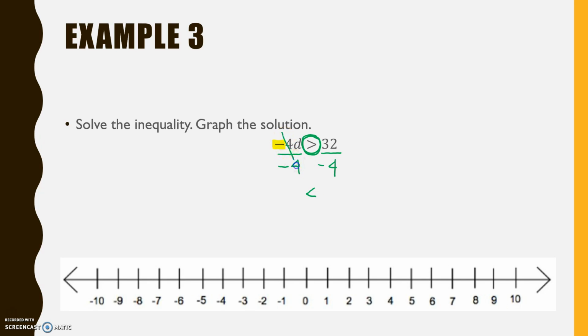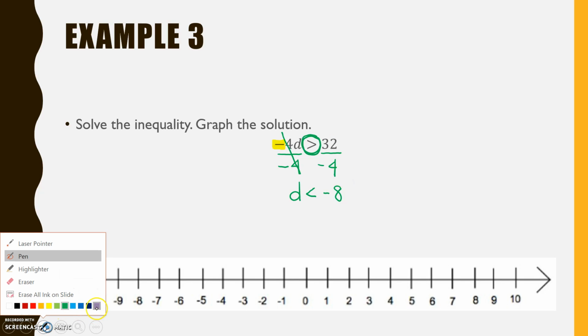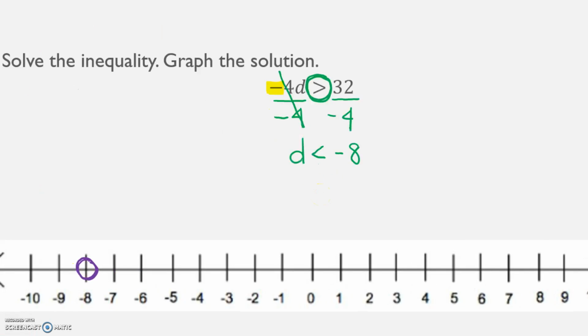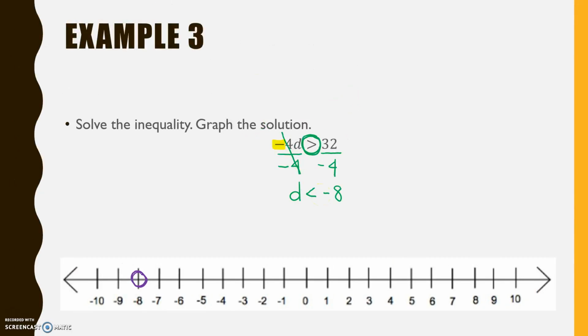Now over here, negative 4 cancel out. We're left with D. 32 divided by negative 4 is going to give me negative 8. When I go to graph that, I'm going to put a circle at negative 8. Leave it open. There's no equal to. And then I want values that are less than negative 8.